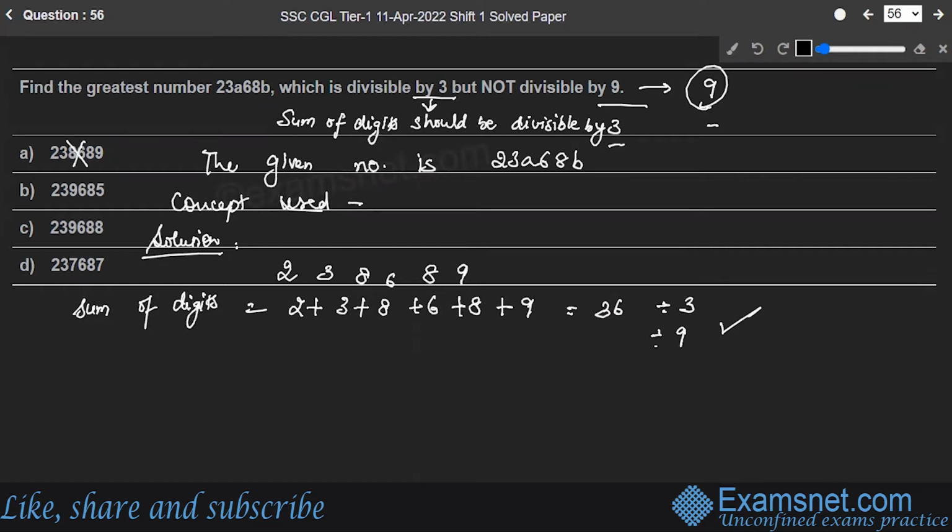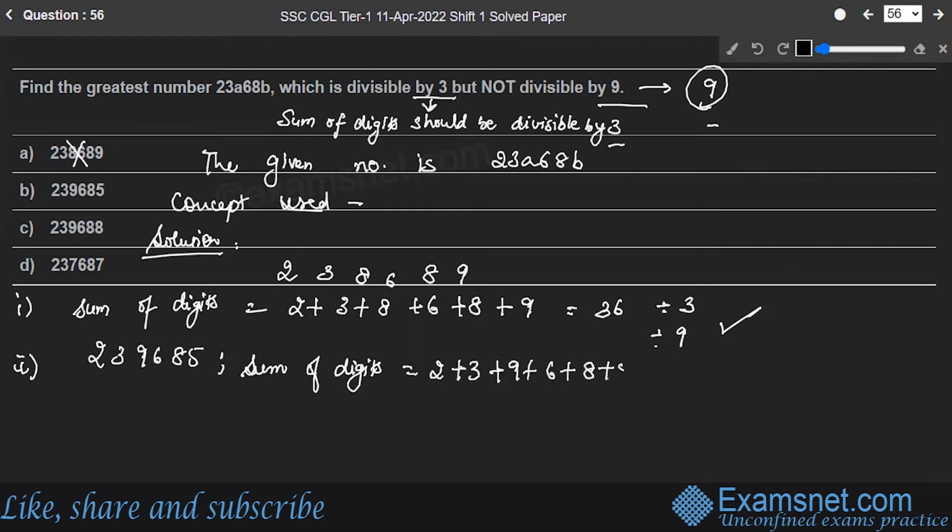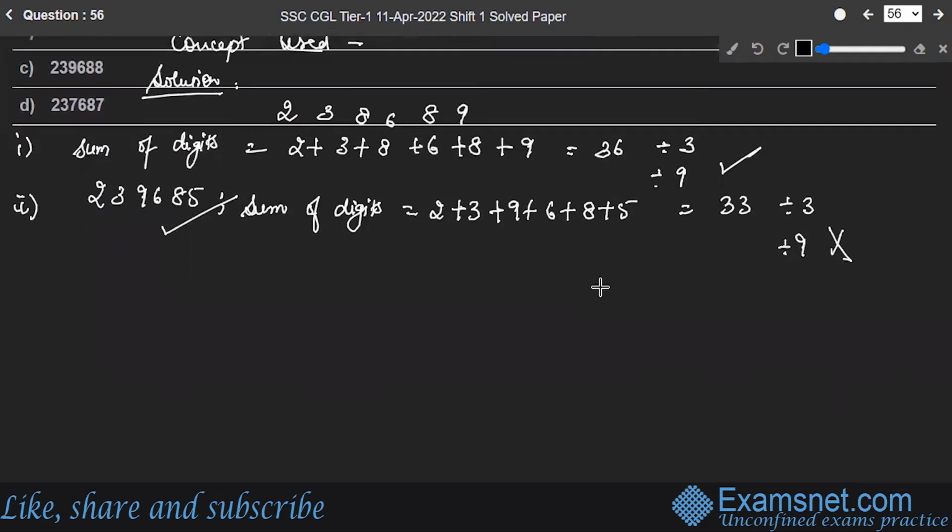Let's check out the second one. The second one is 239685. Now let's see the sum of digits: 2 plus 3 plus 9 plus 6 plus 8 plus 5. So this is equal to 33. 33 is divisible by 3, but it is not divisible by 9. It leaves a remainder. So this is the number which is divisible by 3, but not by 9. To confirm our answer, let's check with the other options as well.